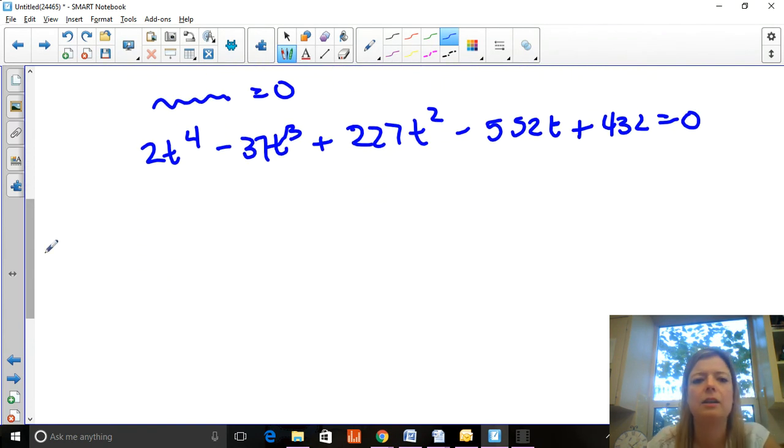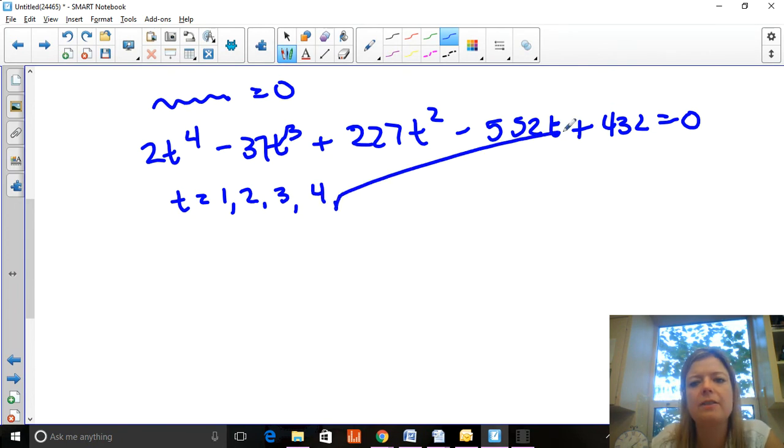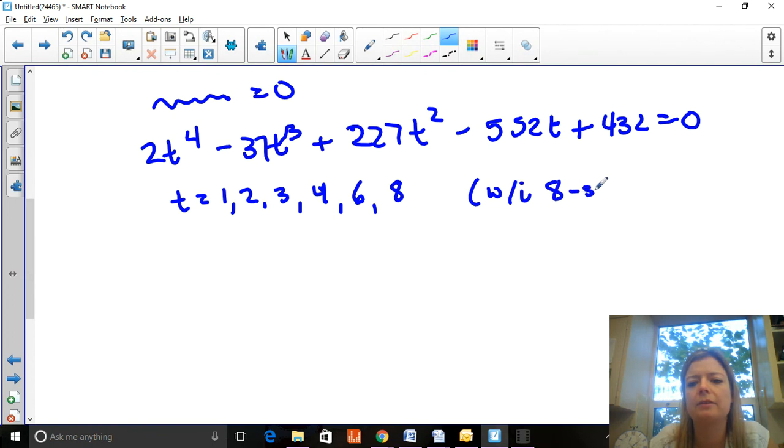So I know what you're saying. This is insane. But remember that it's only looking for times within the first 8 seconds. So the only times that it's looking for would be 1, which is a factor of 432, 2, 3, 4, 5 is not a factor, but 6 is, 7 isn't, and 8 is. So you're only looking, remember, within the 8-second period.